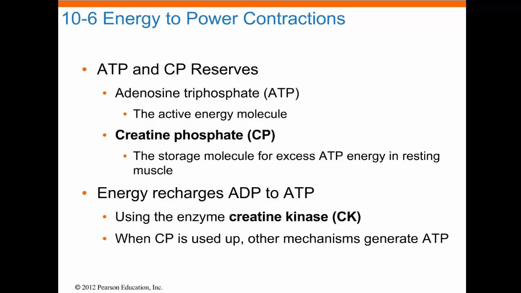ATP and CP reserves: adenosine triphosphate can use creatine phosphate to make up more energy. So energy recharges ADP, adenosine diphosphate, to ATP using the enzyme creatine kinase. Creatine phosphate is used up, and then other mechanisms are needed to generate ATP. So creatine phosphate is the first level where ATP is generated within the muscle, but this is quickly exhausted.